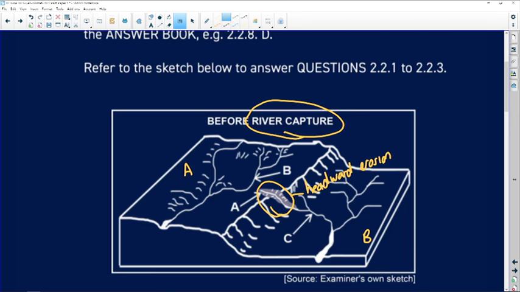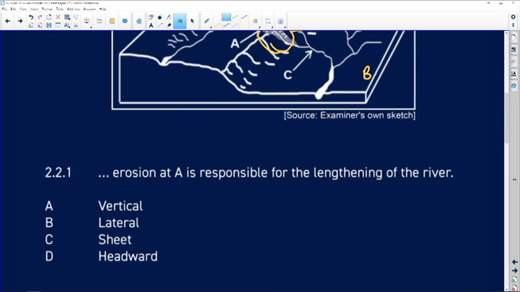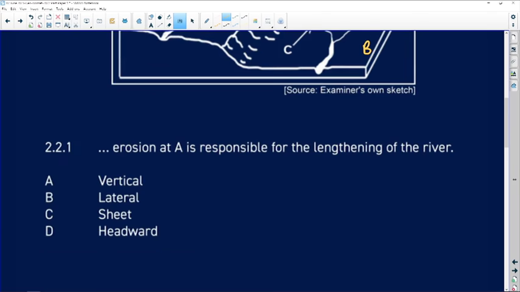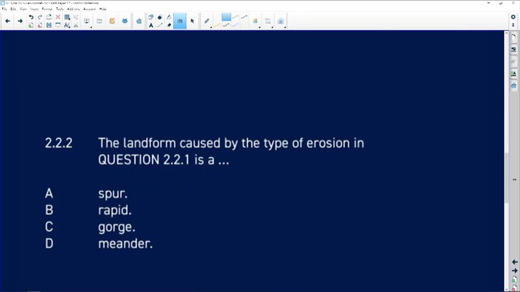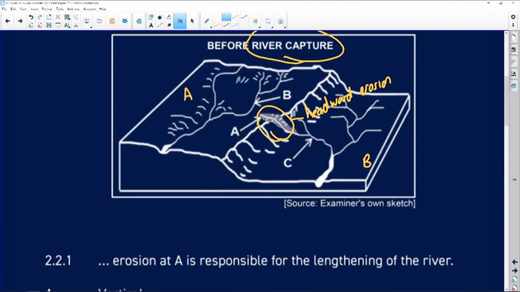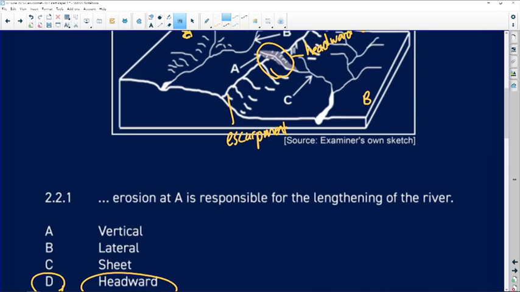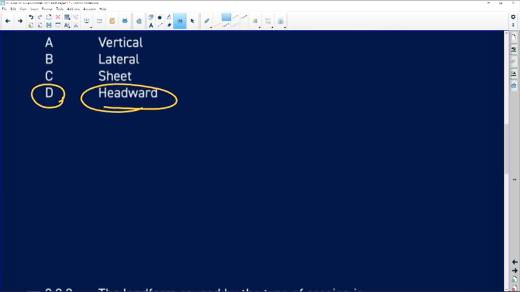But let's have a look at the question that follows regarding this topic. Okay, 2.2.1. What type of erosion is responsible for lengthening of the river at A? And I've just mentioned it over there. It's headward erosion. Okay, if you look at question 2.2.2, the landform caused by this type of erosion in question 2.2.1, the correct answer will be C. It's going to be a gorge because it's in a high-lying area, as you can see. This is the escarpment. Now, this is a classic example of river capture taking place, where the one river is at a lower altitude than the river A situated over there, or river B in this case. So where this river capture takes place, a gorge is being formed.